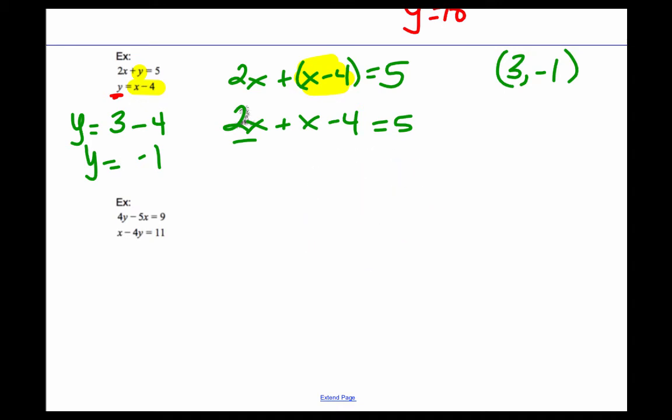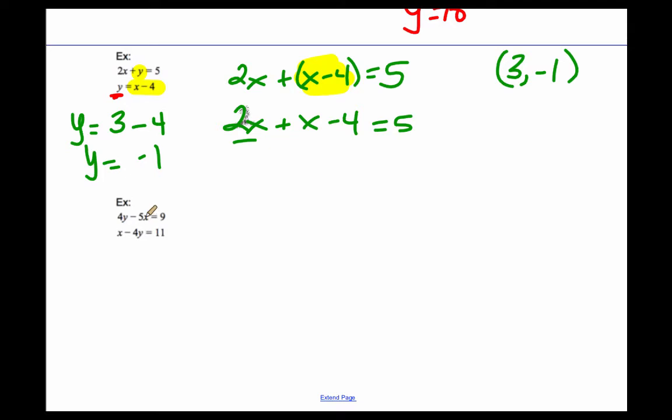All right. So in this example, I don't have any variable isolated. I've got 4y minus 5x equals 9 and x minus 4y equals 11. So I need to figure out what variable I want to isolate. Do I want to isolate this y, this x, or this y? All right, so think about this. The easiest one to do should be the one that has a coefficient of 1. What's the coefficient of this y? It's 4. That's not good.